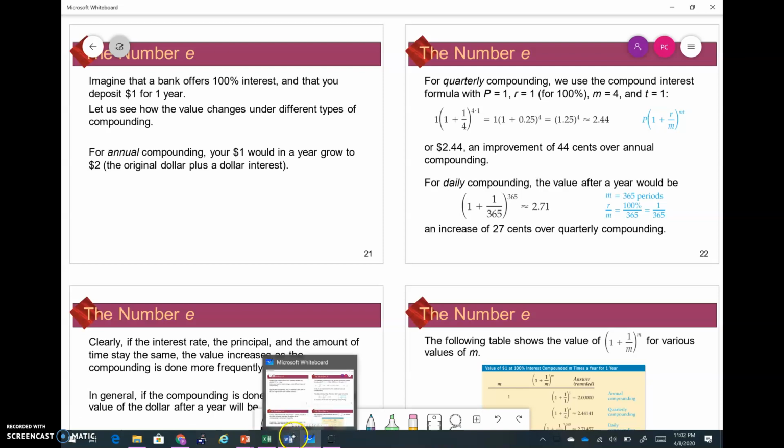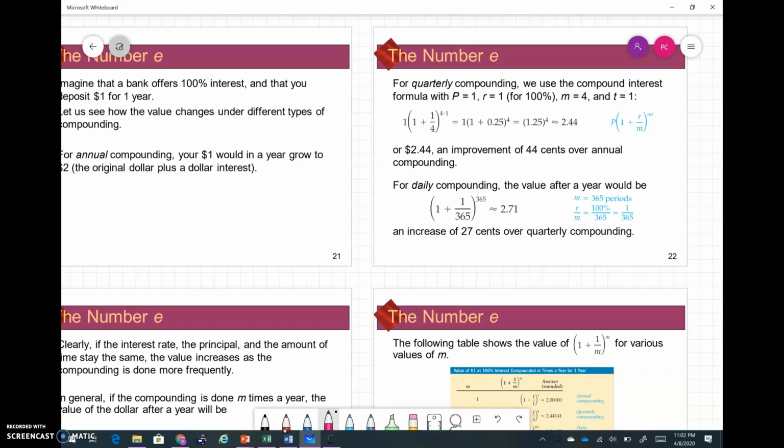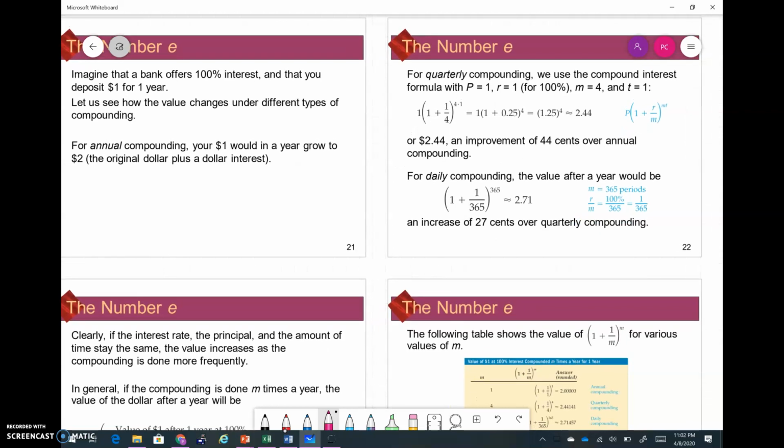For quarterly compounding, we would use the compound interest formula with P equal to 1, R equal to 1 for 100%, M equal to 4, and T equal to 1. So under those conditions, your $1 would grow to $2.44. So that's an improvement of 44 cents over annual compounding. For daily compounding though, so if we're compounding every single day, the value after a year would be $2.71, which is an increase of 27 cents over the quarterly compounding.